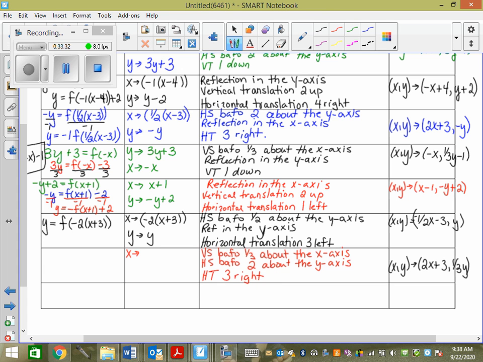Now x becomes, it flips, 1/2 bracket x minus 3, because I'm moving 3 to the left. My y becomes 3y, because it always flips when it's in this. So I get 3y equals f of 1/2 x minus 3, divided by 3. So I get y equals 1/3 f of 1/2 x minus 3.